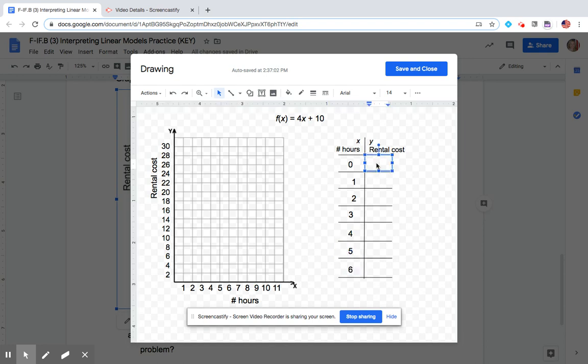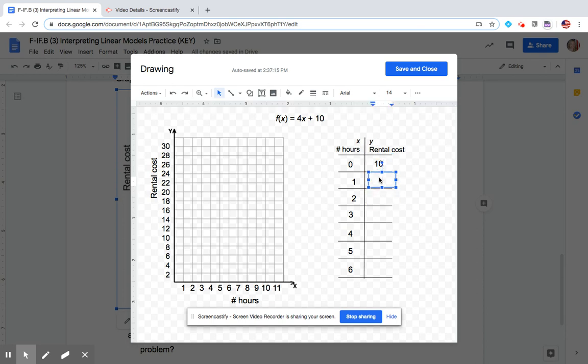And if I rented the kayak for 0 hours, all of a sudden I rented it, but then, I don't know, I started paddling and realized, oh, I don't feel good, I'm gonna have to return this kayak. That is still gonna cost me $10, right? Because 4 times 0 is 0 plus 10.